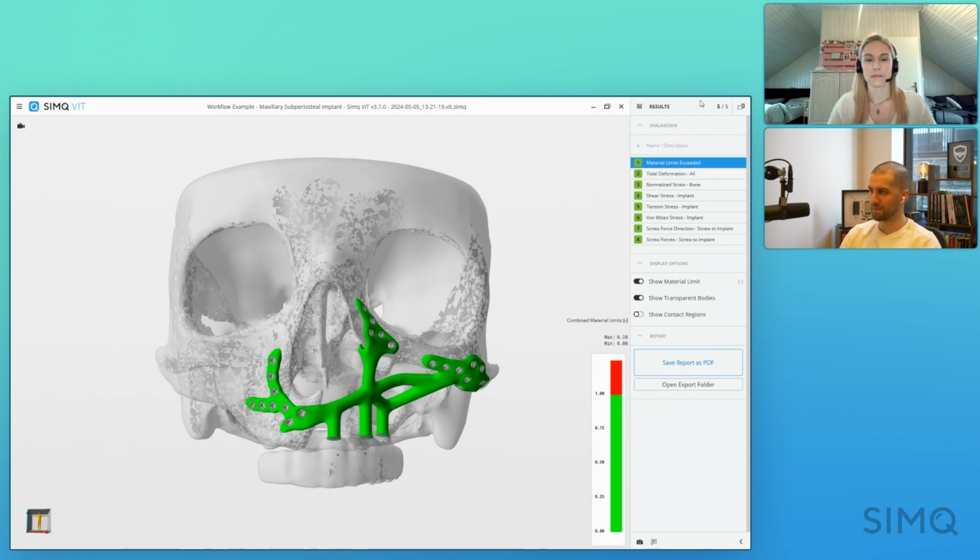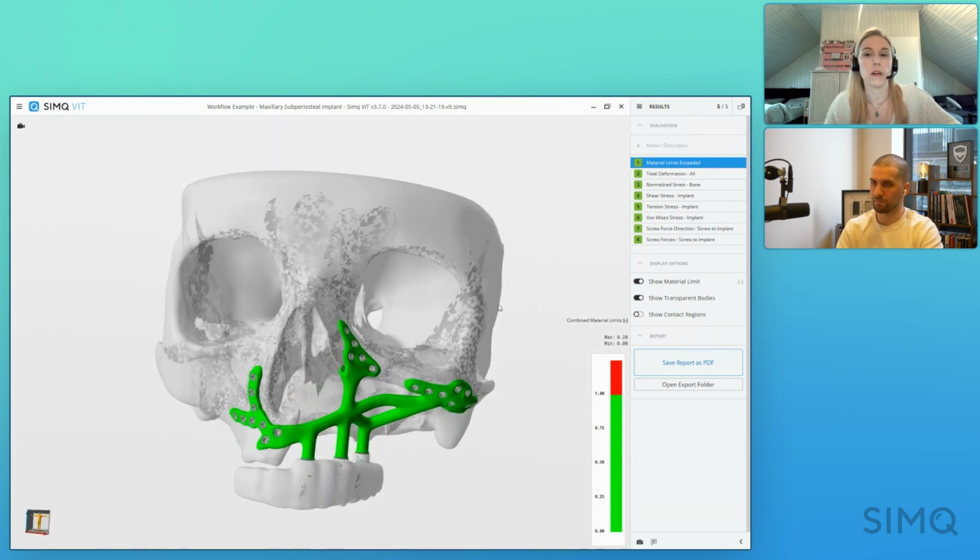But what is SimQ VIT in the first place? Kelsey, can you tell us, and what are we going to see today? Yes, of course. Thank you for introducing me. My name's Kelsey. Like Jousef said, I'm the business developer at SimQ, and today we're going to be discussing the SimQ VIT, which stands for Virtual Implant Testing. And what you're seeing here is the results of our program. But what I want to do is start off just explaining VIT in a general sense in SimQ and how we provide simulation in the medical device industry.